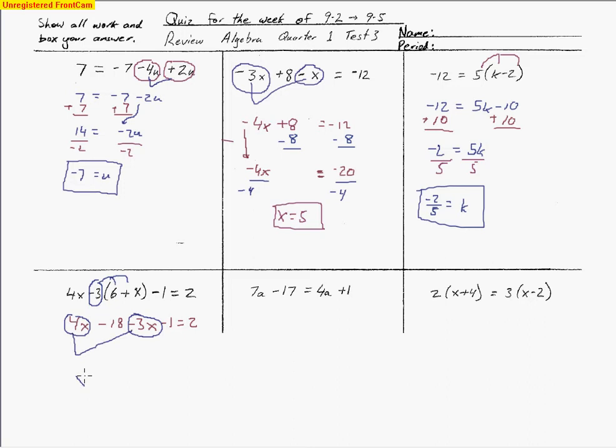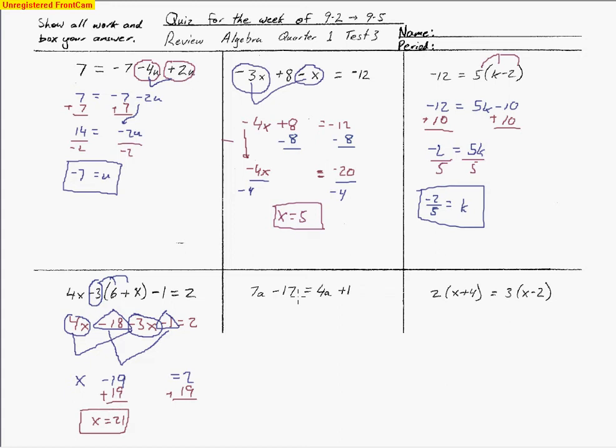I'm left with x. And then I have this -18 and a -1, which actually add, because they're the same sign, to make a -19. And this all equals 2. So I go ahead and do the opposite operation here of adding 19 to both sides. And that leaves me with x equals 21.